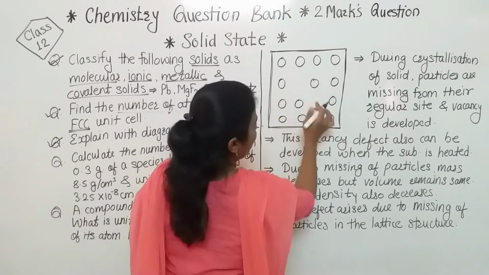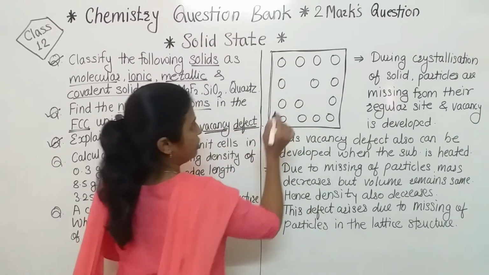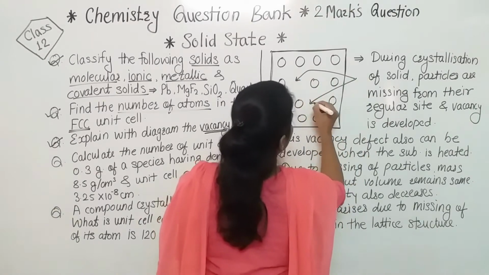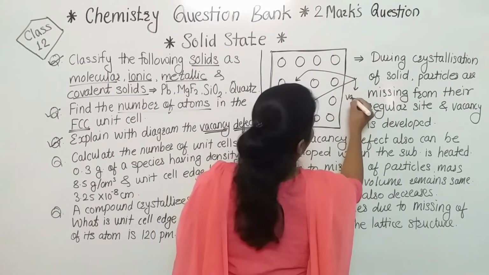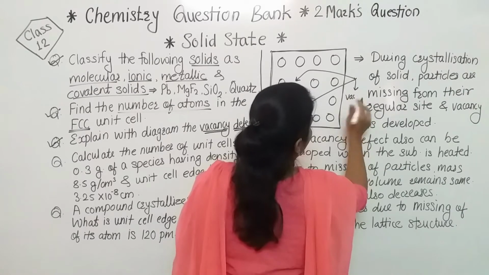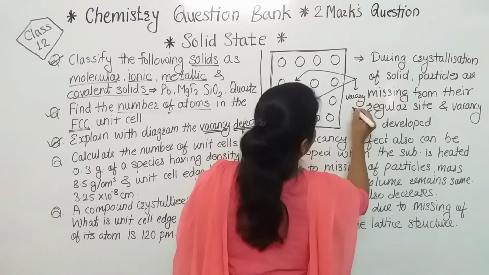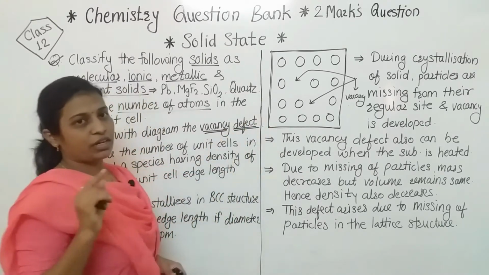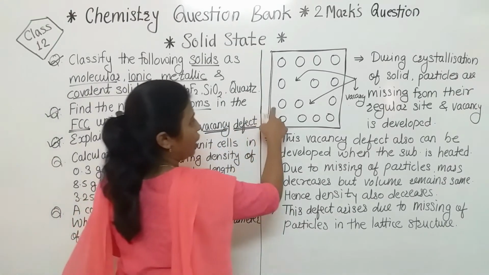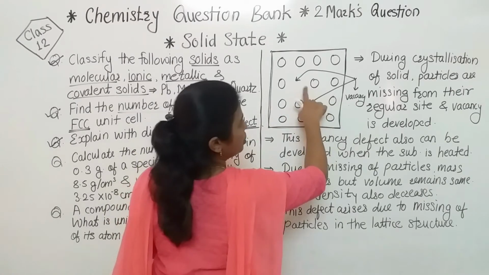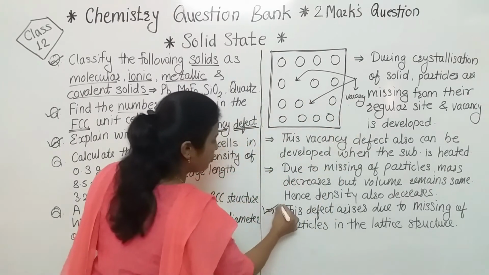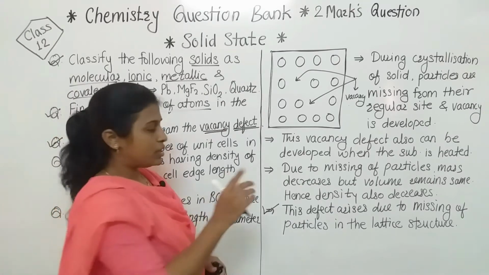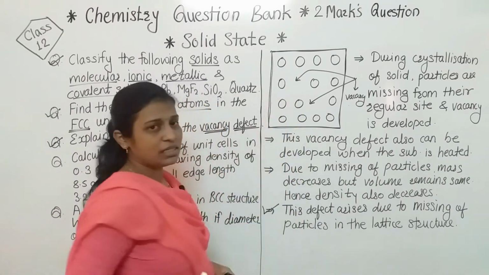Here there is no particle, here also there is no particle, means because of missing of the particles, vacancy is created in the crystal lattice and this vacancy defect is developed. So we have to draw firstly this diagram. You have to denote that vacancy. Next one, we have to write that this defect arises due to the missing of the particles in the lattice structure.